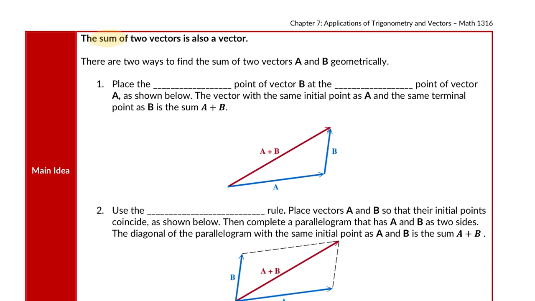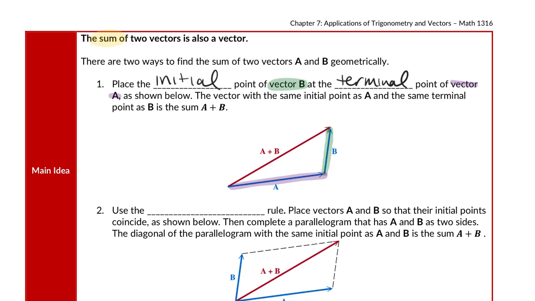You're going to place the initial point of vector B at the terminal point of vector A. So just to make sure we see what's happening here. If I was using vector B, that's this guy. I put the initial point of vector B at the ending or terminal point of vector A. So we have vector A, and wherever A ends, we put B right after it. So the initial and terminal points have to connect.